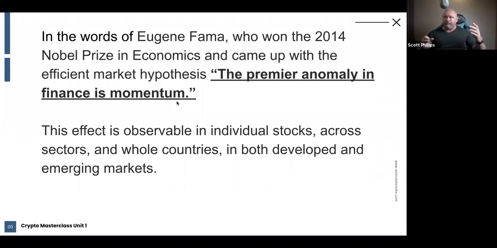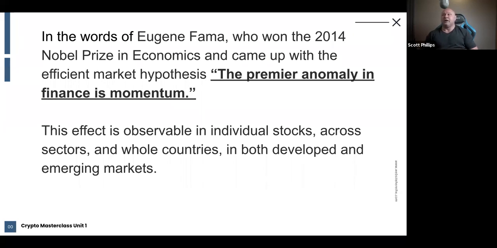So a guy called Eugene Fama, he won the 2014 Nobel Prize in Economics for the efficient markets hypothesis. He said that there's exceptions to the efficient market hypothesis, and the premier exception, the premier edge, the premier anomaly in finance is momentum. He got a Nobel Prize for saying the markets are efficient. He said the markets are efficient except for momentum.